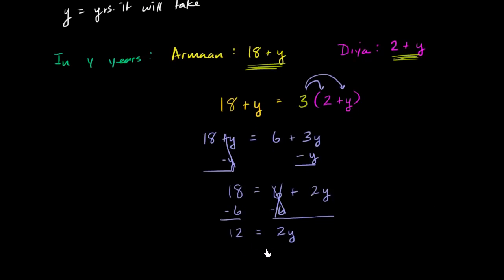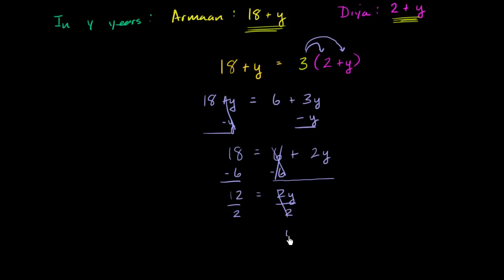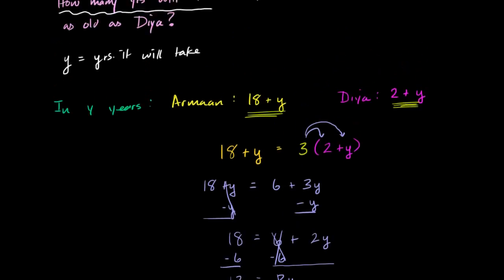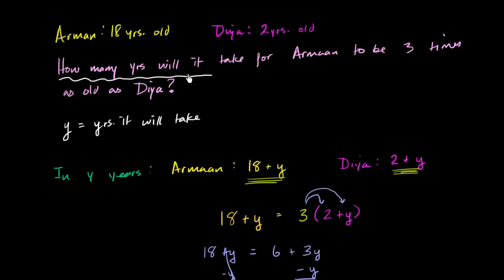And you could probably solve this in your head. But if we just want a 1 coefficient here, we would divide by 2 on both sides. Whatever we do to one side of the equation, we have to do it on the other side. Otherwise, the equation will not still be an equation. So we are left with y is equal to 6. So, going back to the question, how many years will it take for Armand to be 3 times as old as Dia? Well, it's going to take 6 years.